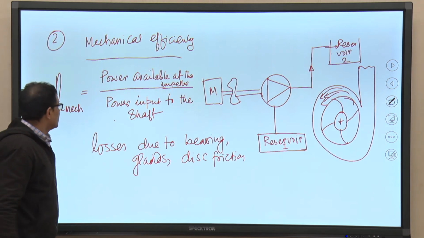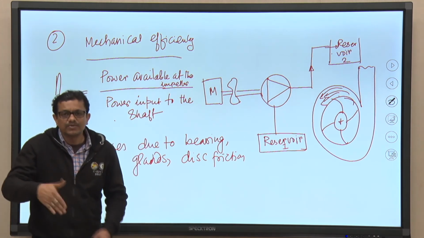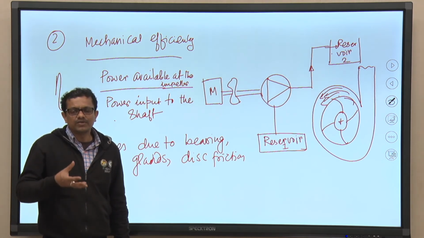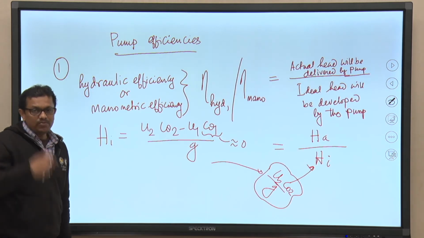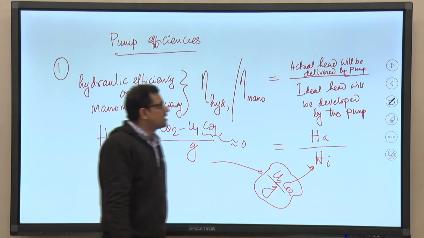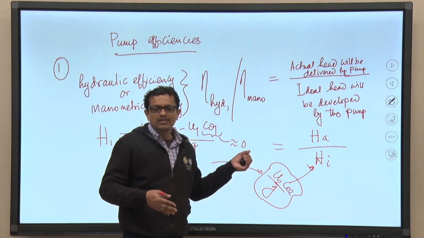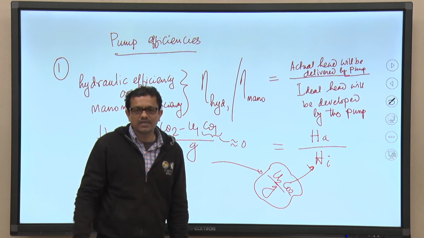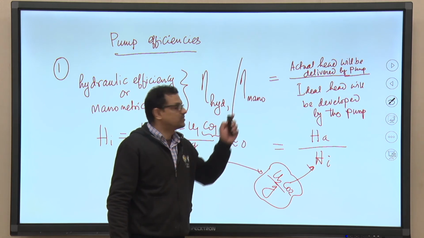If we go back to the previous one, then power input to the shaft is not equal to the power available at the impeller to be transmitted to the fluid, and this is because of the bearing losses due to glands and also the disc friction loss. And if we go further back, then we see that the hydraulic efficiency is nothing but the actual head that will be developed by the pump to the ideal head. Why is it so? Because we have identified the sources of losses, that is fluid friction and formation of eddies. Because of this, the ideal head will always be higher than the actual head.